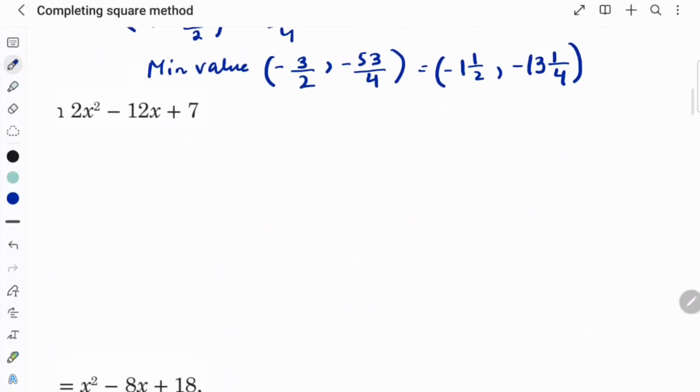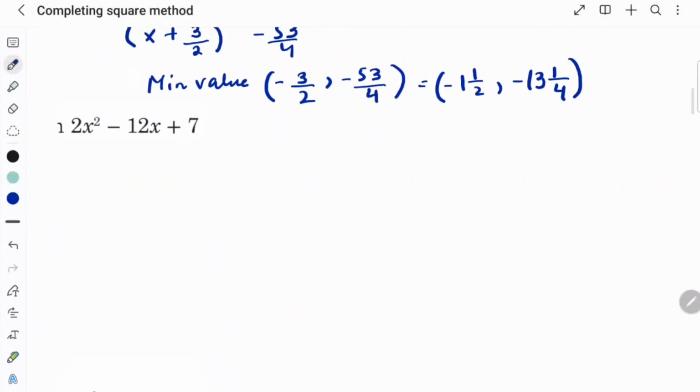But here we cannot apply the completing square method directly for such a question. We have to make the coefficient of x square as 1. For that, only take common in these two terms. Don't look at the constant number, remember. So here 2 is common, so that is 2x square minus 6x, and write down plus 7.